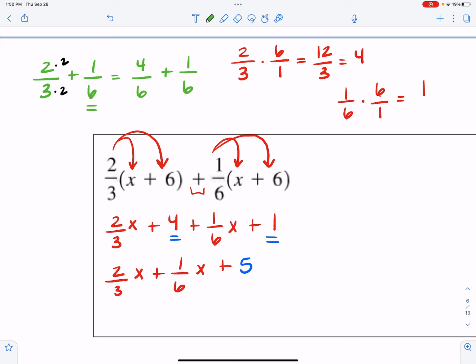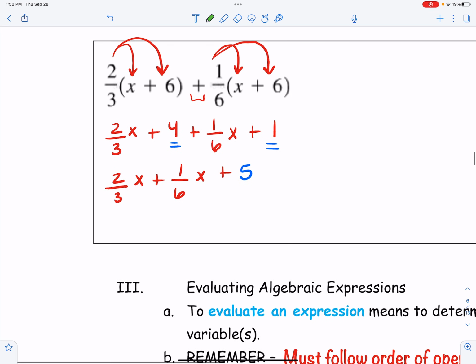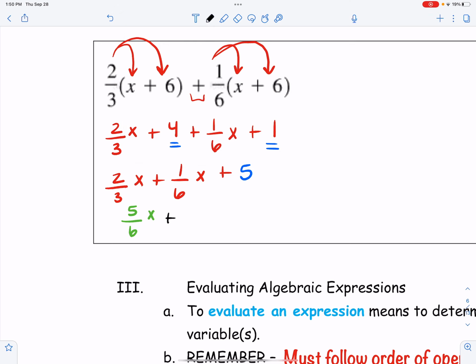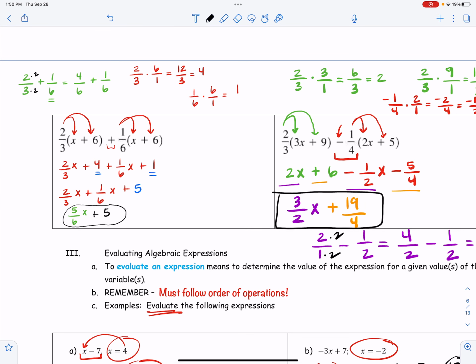And now I'm able to add those together, add across the top, keep the common denominator. And I see that my new coefficient down here is going to be 5/6. And that's the coefficient of x. So fully simplified here, we're going to have 5/6 x plus 5. And at that point, we can't simplify any further, because one of these is an x term and one of these is a constant term.